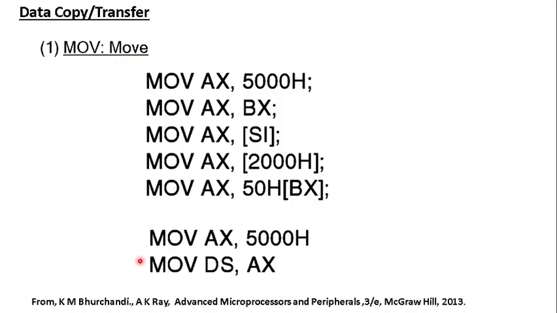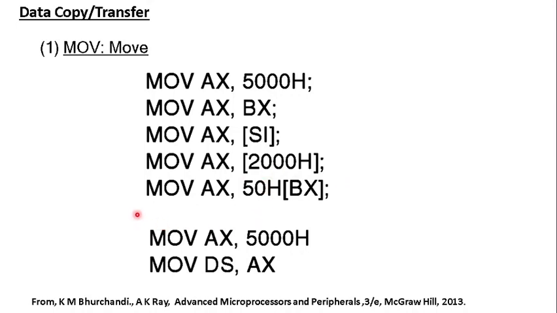So these are some valid move instructions. Move is possible with an immediate operand if the destination is a general purpose register. Then move is possible with a register operand. Then move is possible with an indirect address operand. Move is possible also with a direct address operand as well as with an indexed operand.